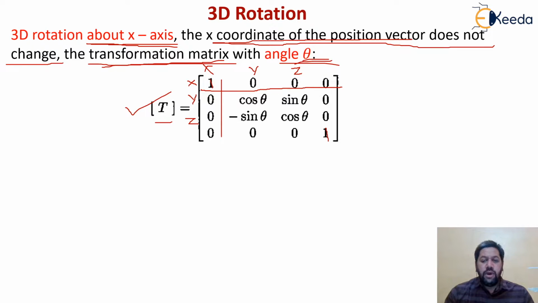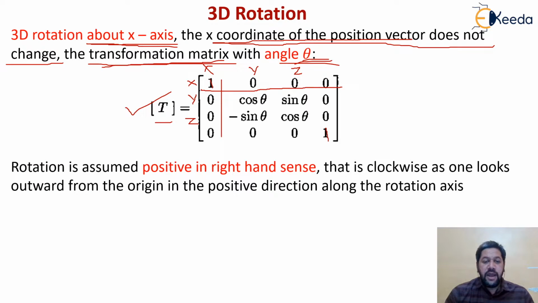Now, before moving further to the 3D rotation about the y-axis and z-axis, I think we should consider something which is very important. So I just read this point. The rotation is assumed positive. My rotation angle is assumed positive in the right hand sense.